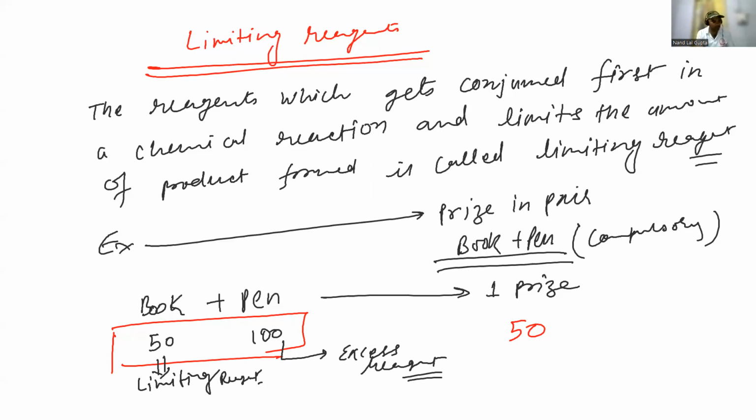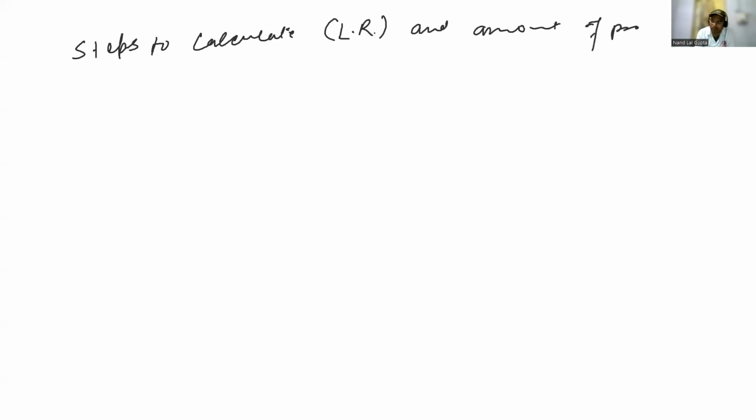So first of all, you should know the steps to solve. Can I erase this one? See, steps to calculate limiting reagent. LR means limiting reagent. Limiting reagent and amount of product formed.